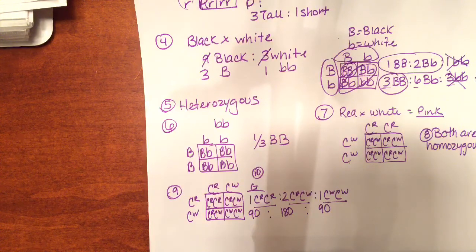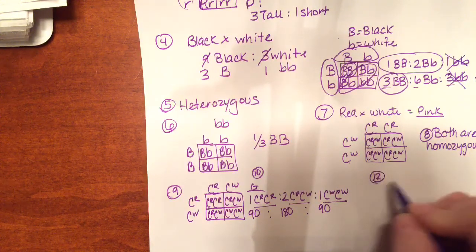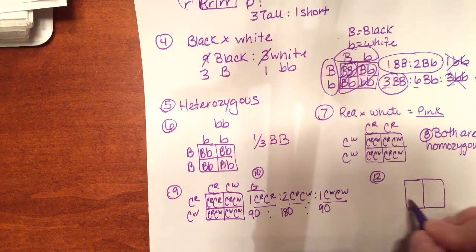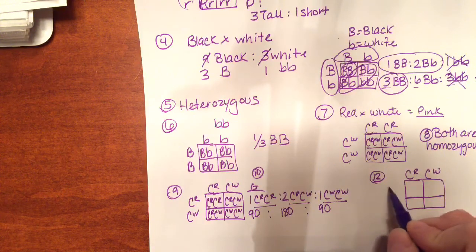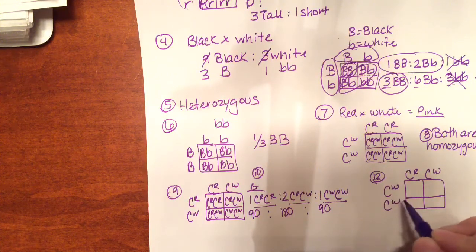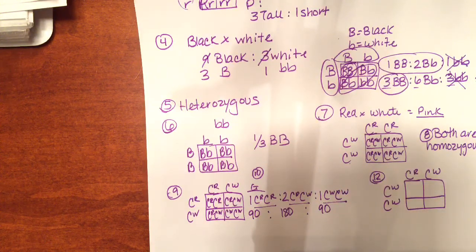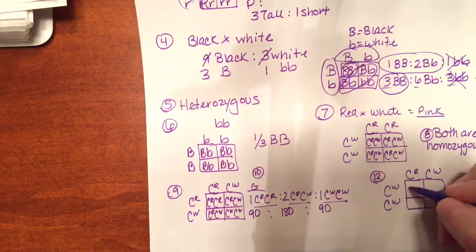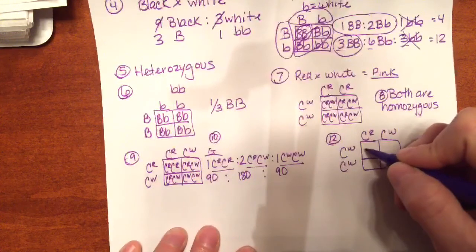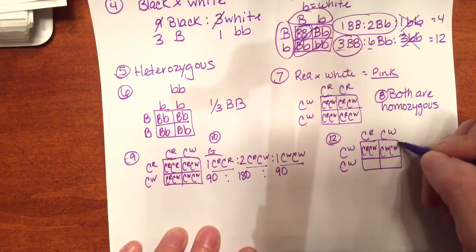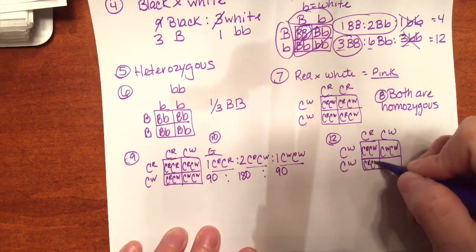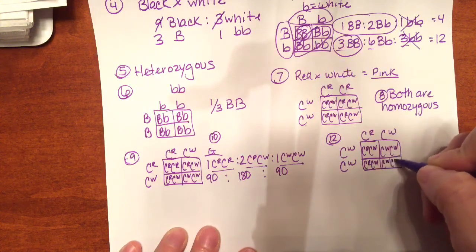So number 12 asks you if pink and white petunias are crossed to produce 400 seeds. So pink with white. So pink is going to be CR-CW. White is CW-CW. So this is what that cross looks like. So you fill the Punnett square in. This one will have CR-CW, CW-CW, CR-CW, CW-CW.